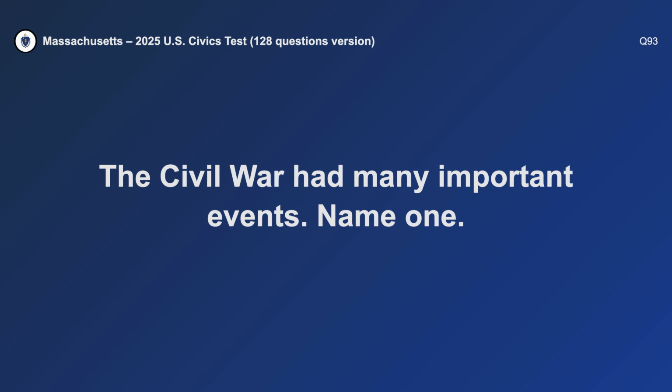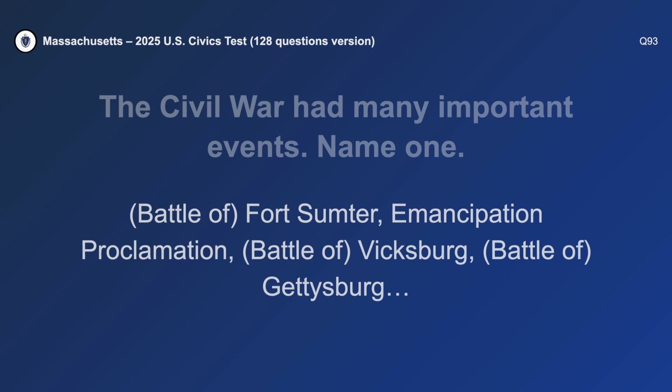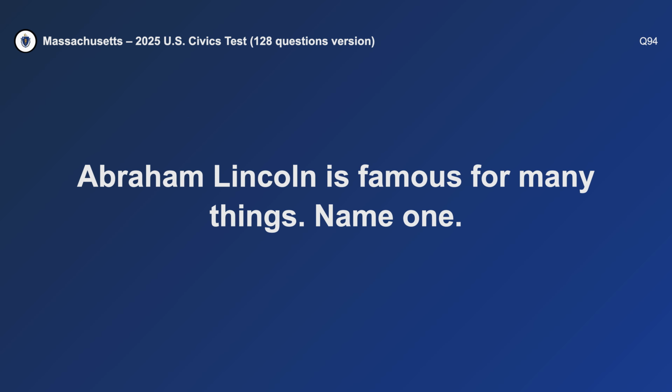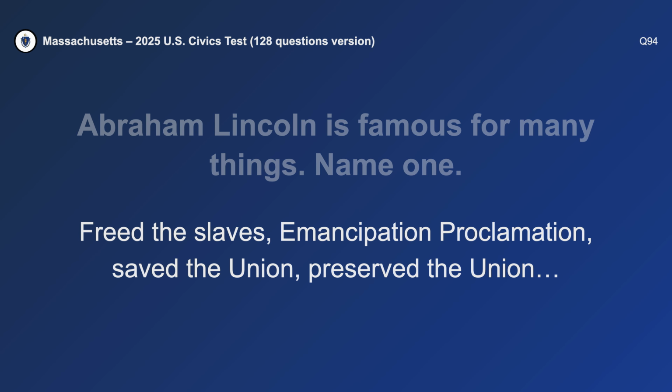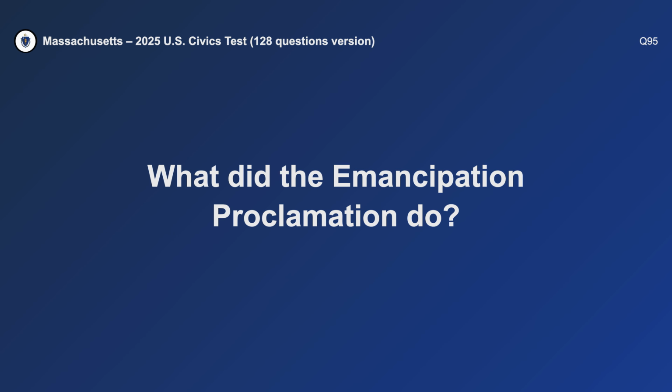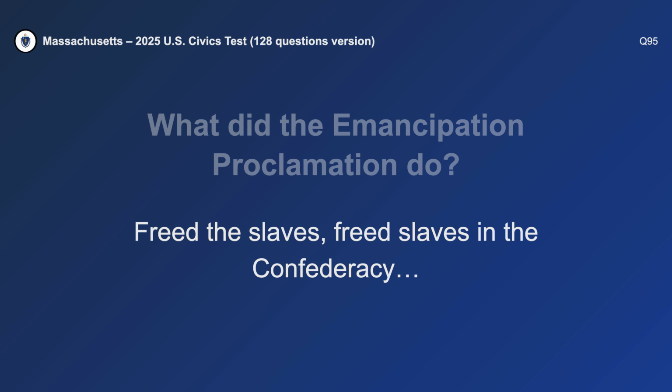Name one. Emancipation Proclamation. Abraham Lincoln is famous for many things. Name one. Freed the slaves. What did the Emancipation Proclamation do? Freed the slaves.